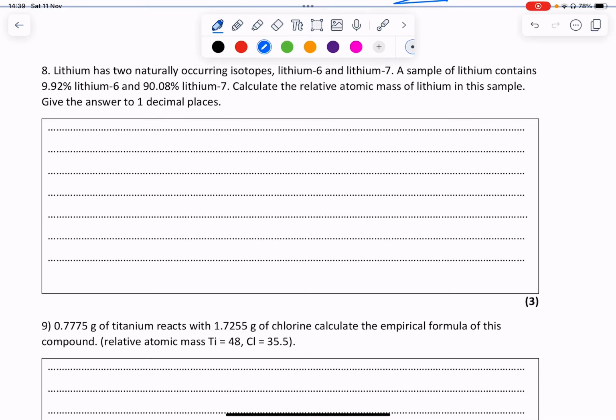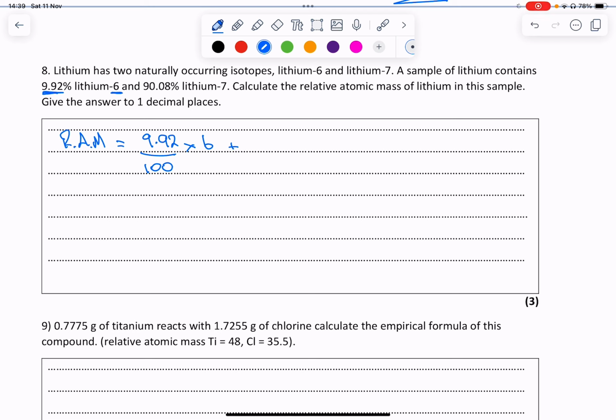Okay, so isotope calculations, always the same format. We are trying to find, I'm going to shorten it to just the relative atomic mass. And what we do is we take the percentage and times it by the mass that has that percentage. So we have got 9.92%, percent means out of 100, times by the mass of 6.